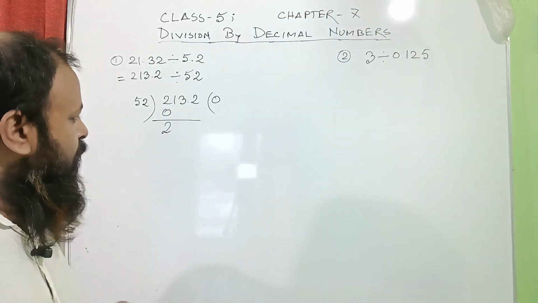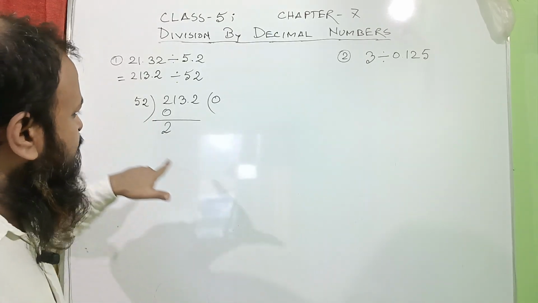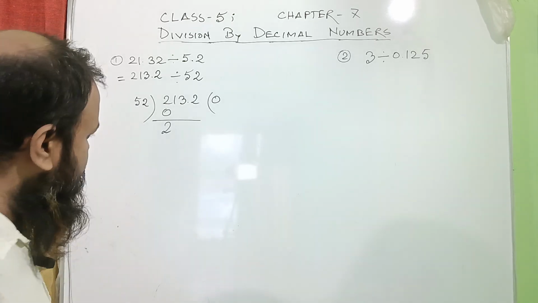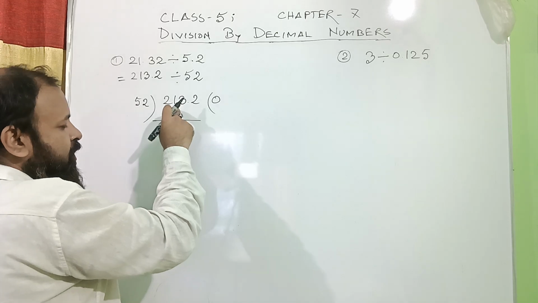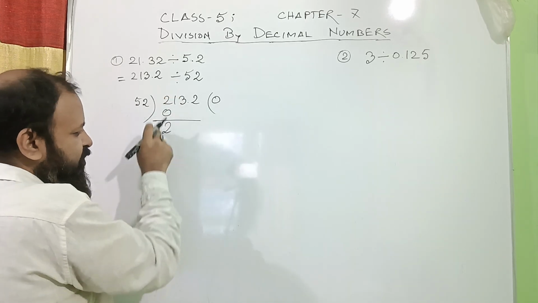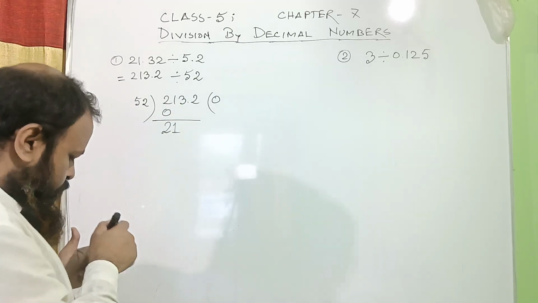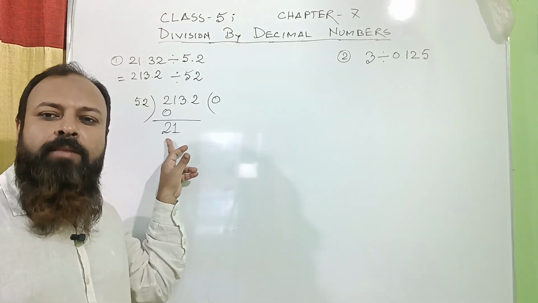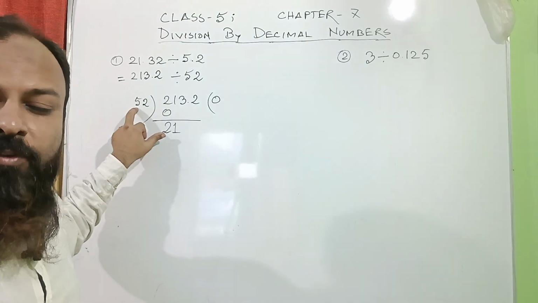After doing the subtraction, we are to bring down the next digit beside the subtraction result. So what is the next digit? The next digit is 1, and we have to bring down this 1 beside this result. So 1 is to be brought here. Now it has become 21, and it has become a dividend to be divided by the divisor 52.